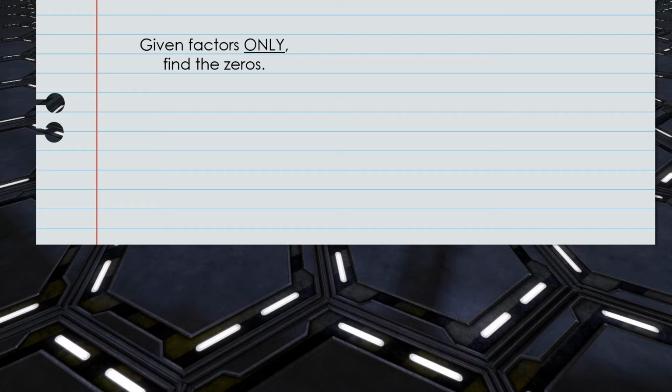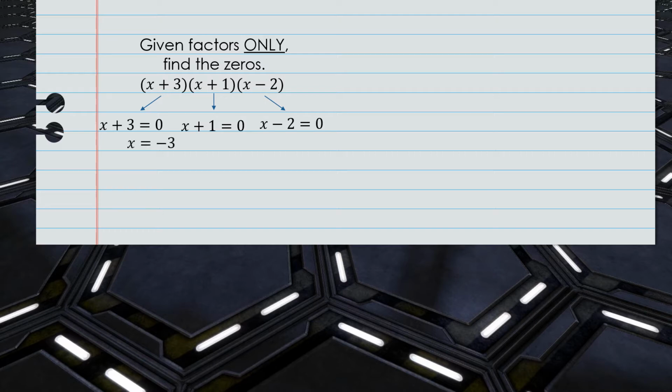Now let's say we're given the factors only and it asks us to find the zeros. So imagine we are only given x plus 3 times x plus 1 times x minus 2. We just said if you're given the factors, you can find the zeros. You do that by setting each factor equal to 0, which means we have x plus 3 equals 0, x plus 1 equals 0, and x minus 2 equals 0. From here, we solve each equation. We would find x equals negative 3, x equals negative 1, and x equals 2, which means we have identified the zeros.